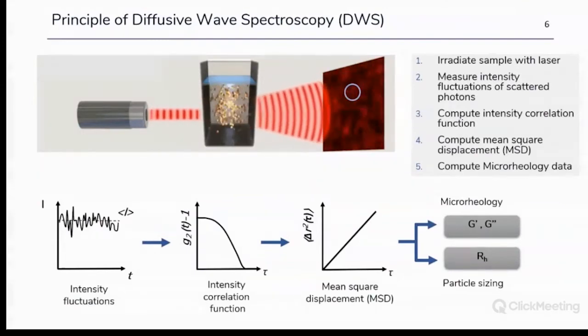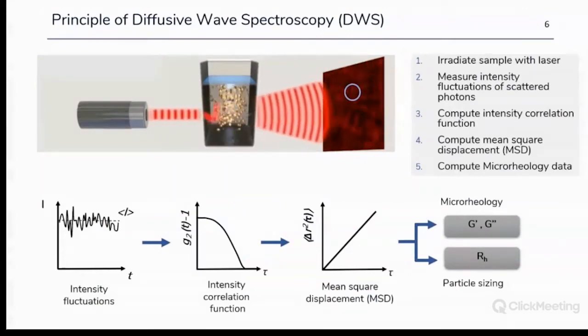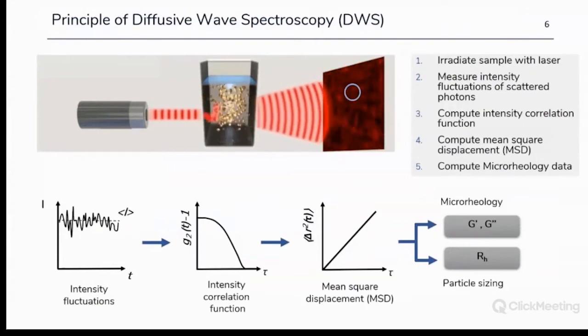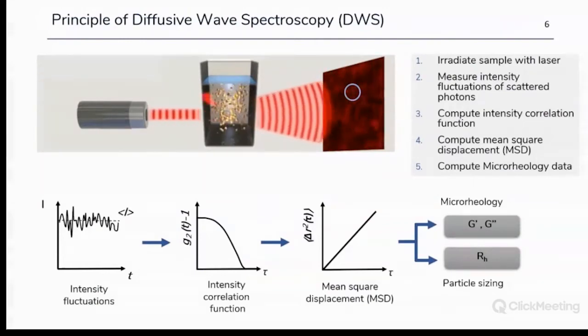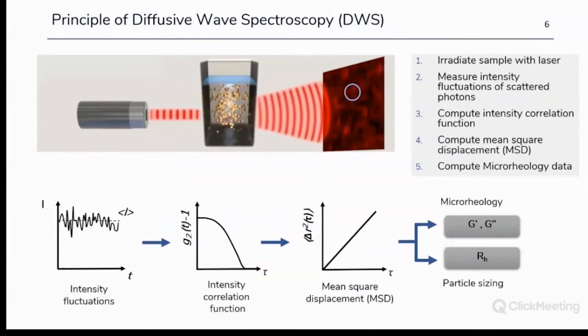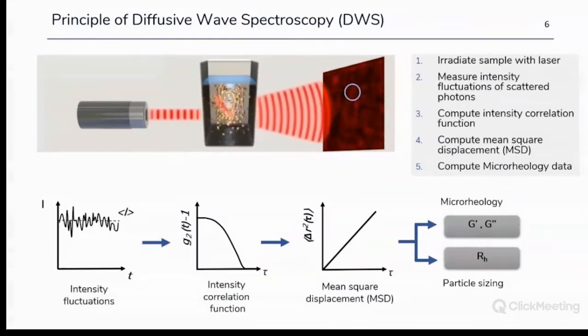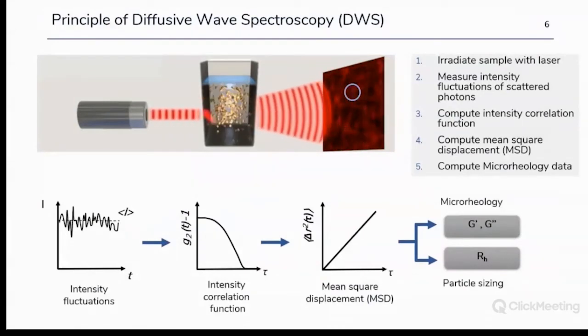The mean square displacement is the square of the path that is being traveled by the particle as a function of time. So it will tell us the ability of our particles to travel within the sample, and this signal allows us to gather a lot of information about the microstructure.